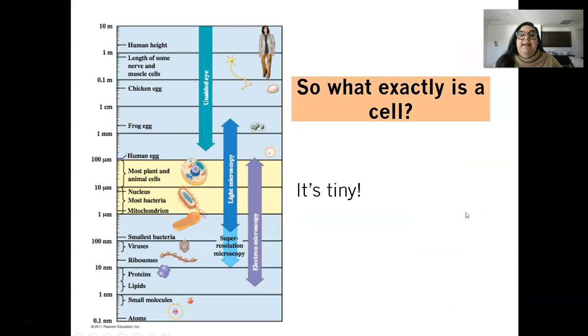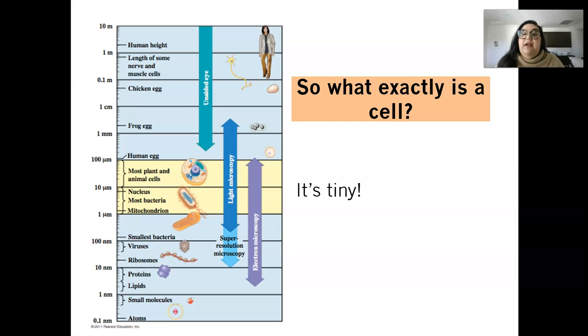So what exactly is a cell? Cells are tiny. So humans on a meter scale, a scientific meter scale, are about 1.5 meters tall. And cells are about 100 micrometers. So much smaller than that. So if you look at this slide, it is quite a bit smaller.